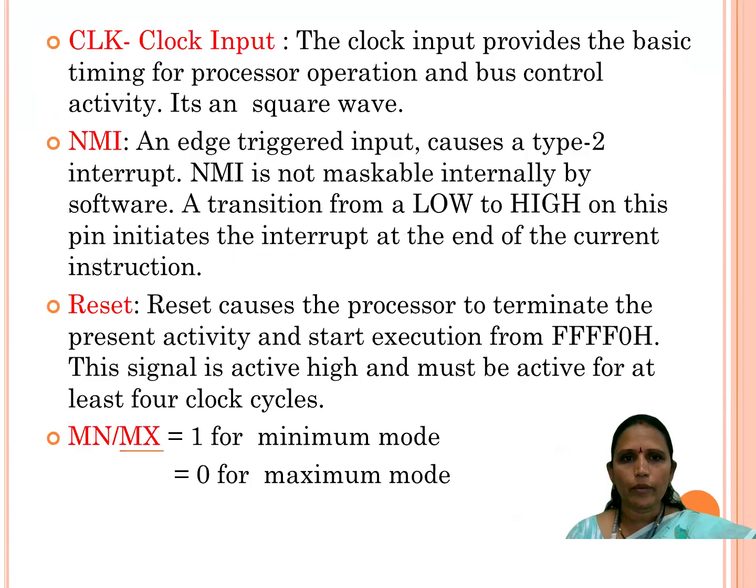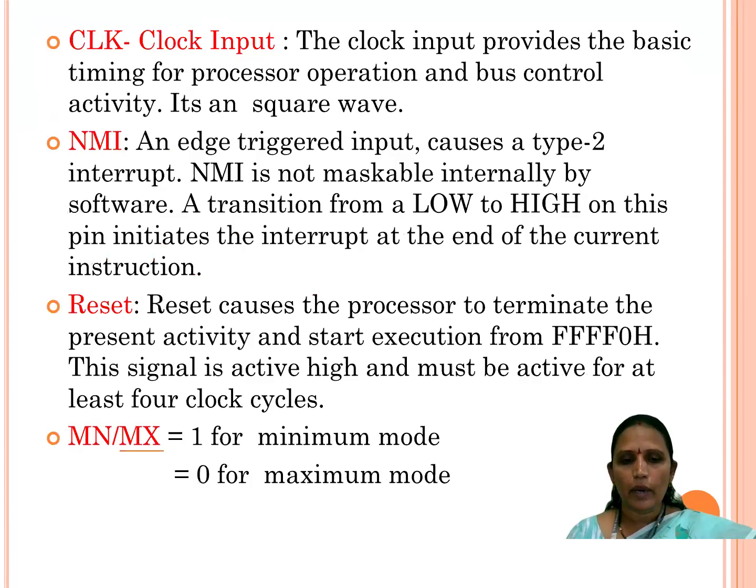This is the clock input signal. It provides the basic timing for the processor operation, and it is in the form of a square wave. NMI is the non-maskable interrupt signal, and RESET causes the processor to terminate the present activity. Then we can go for the reset.